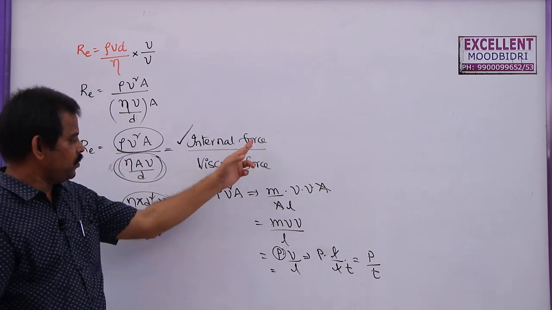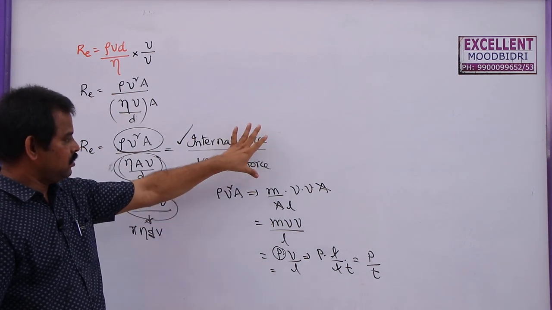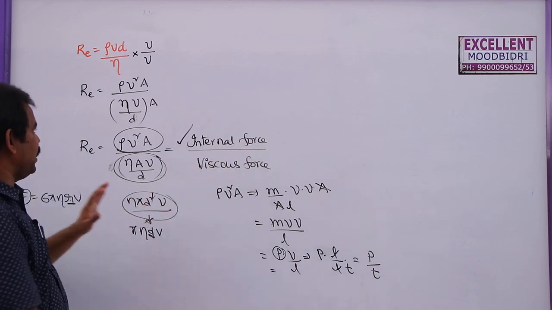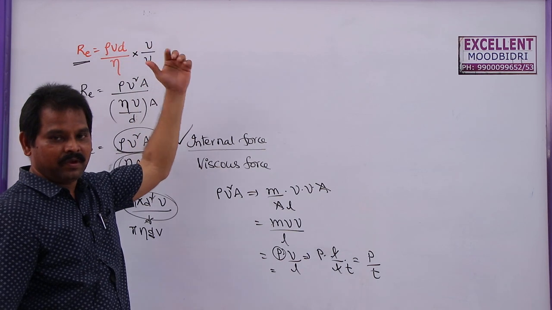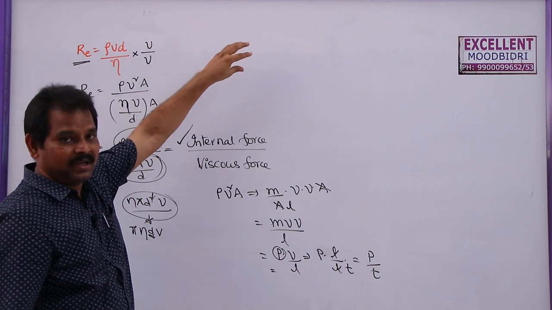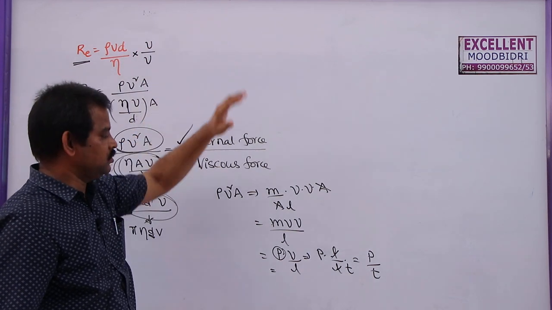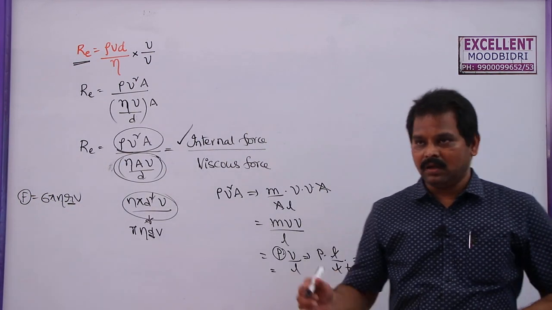As this is a ratio between two different forces, it has no unit and no dimension formula. It is just a number, and by finding this number, we can find whether the flow is turbulent, streamlined or unsteady flow.